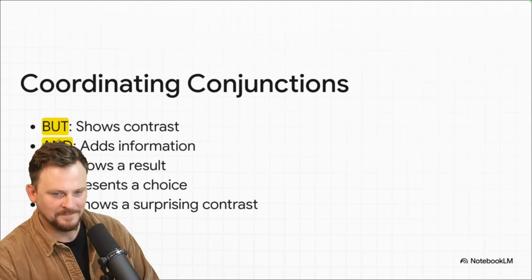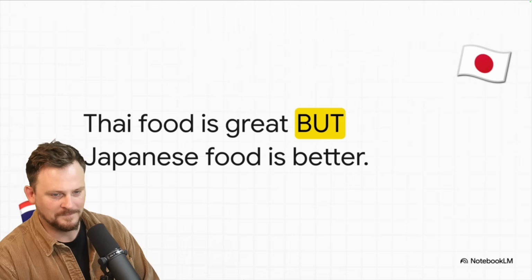But, and yet, creates some friction, some contrast, and so builds this really nice logical bridge from one point to the next. Here's a super simple, classic use of but. It takes two separate ideas, Thai food is great, and Japanese food is better, and just locks them together in a direct comparison. Instantly, the sentence doesn't just state facts, it has a point of view.